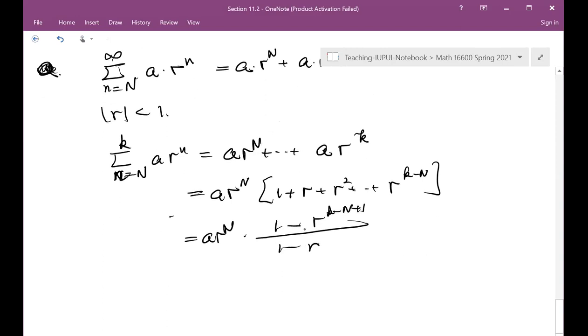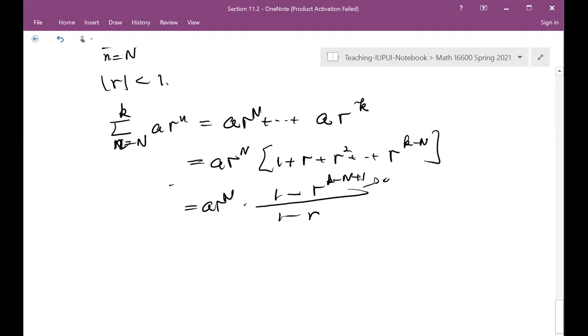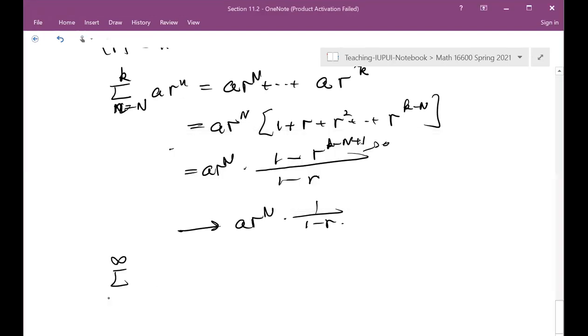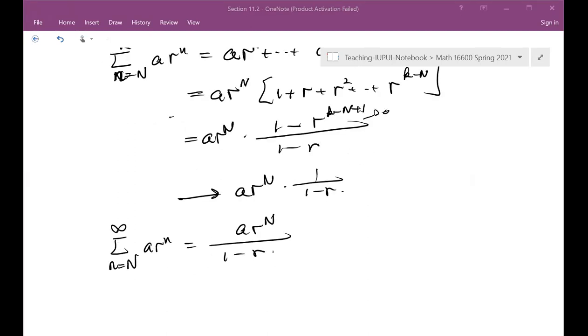Since the absolute value of r is less than 1, this goes to 0 when k goes to infinity. So this approaches a r to the n over 1 minus r. So I can write the first term divided by 1 minus r, because the limit is going to be this.